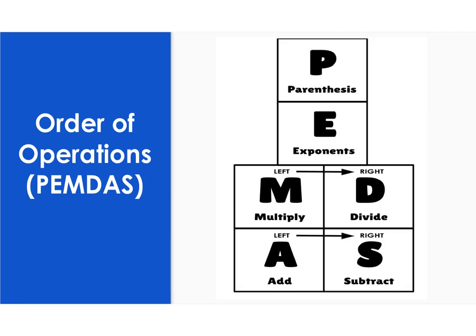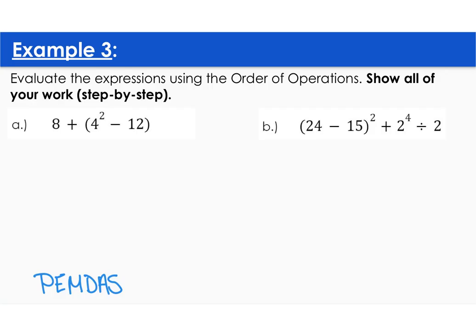Order of operations. We use PEMDAS to remember this. It's all over our walls. Parentheses, exponents, multiplying and dividing go together from left to right, and adding and subtracting go together from left to right. Okay, we're going to evaluate these expressions using PEMDAS.